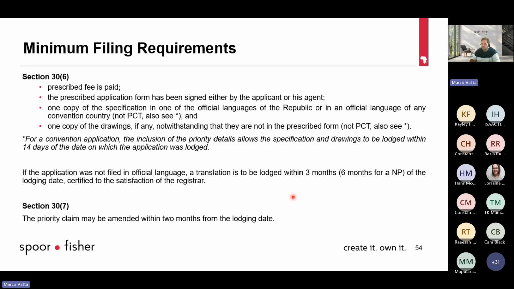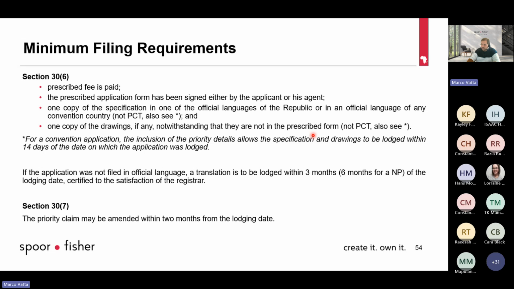Section 36, so in order to obtain a filing date, these are the minimum requirements that an applicant must comply with. You need to pay the official fee. For a complete application, it's 590 Rand for the patent application, which is dirt cheap compared to other countries. The application needs to be signed by either the applicant or their agent. Then a copy of the specification in one of the official languages. If it's not in one of the official languages, then you have 14 days within which to lodge the specification. Also, any drawings need to be filed if there are to be any drawings.